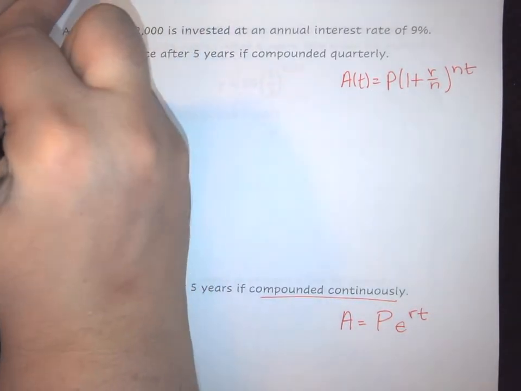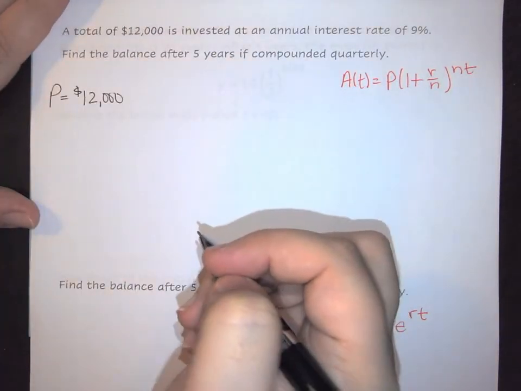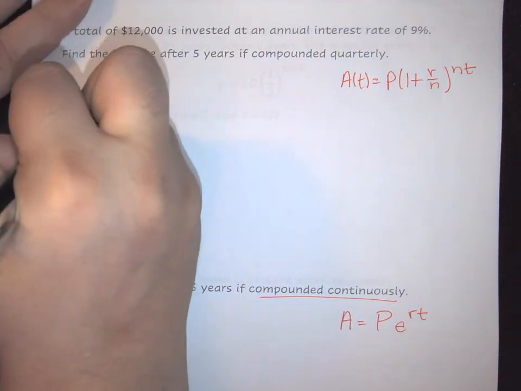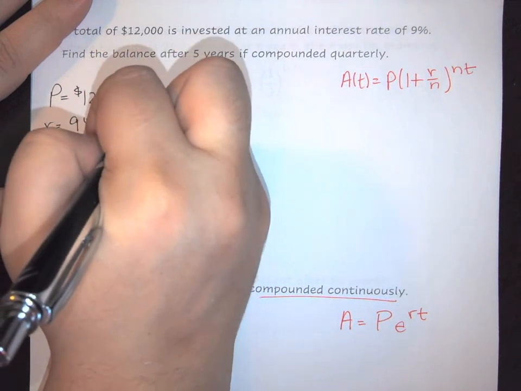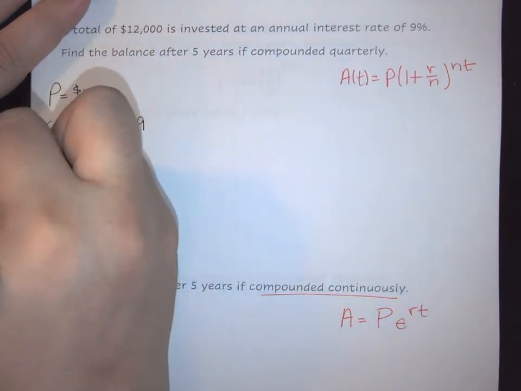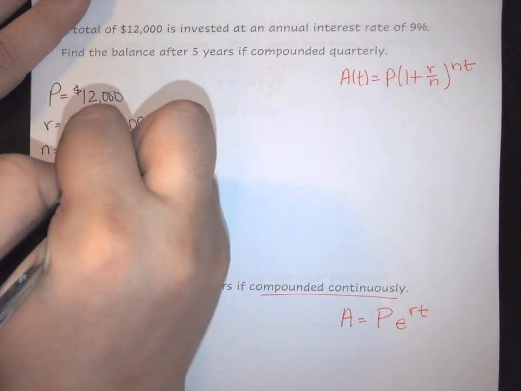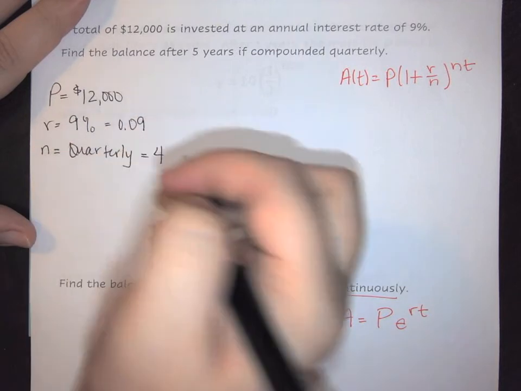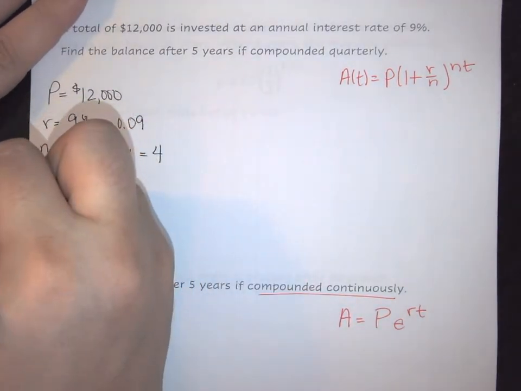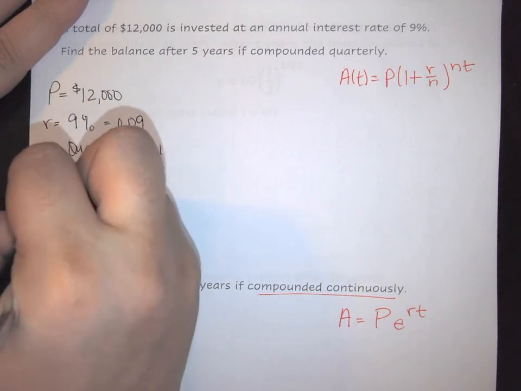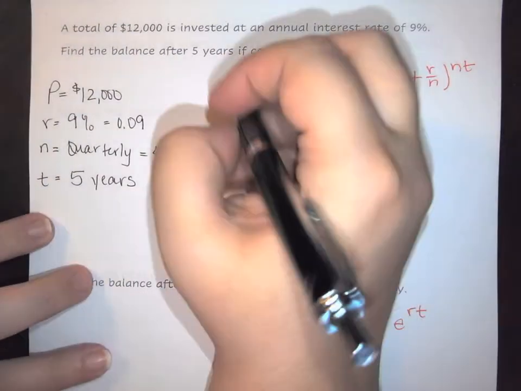So here we've got that the money we're putting in is $12,000. My rate here is going to be 9%. Again, convert to a decimal, 0.09. And then in this case, my n is going to be quarterly, which if you think of how many quarters are in a dollar, that would be 4. And then we have your t, which is 5 years. So let's go ahead and plug our information in.